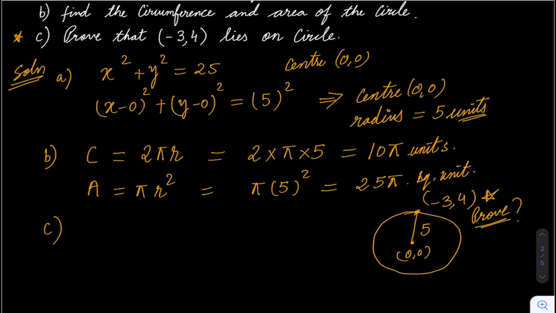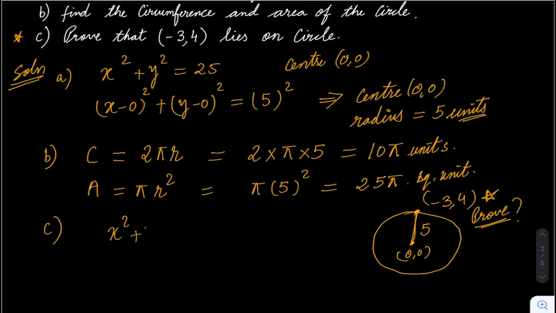So what you do is, if you find the distance between this point minus 3 comma 4 and the origin, that is the center, if this distance comes out to be 5, then we can say this point must lie on the circle. That's one way.